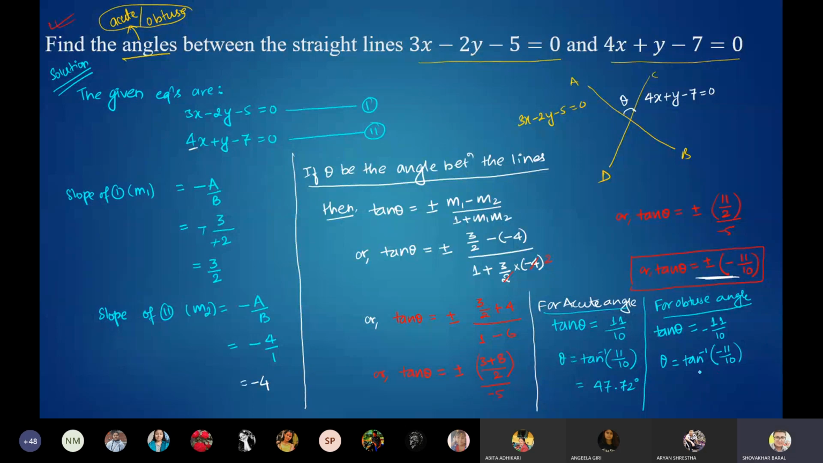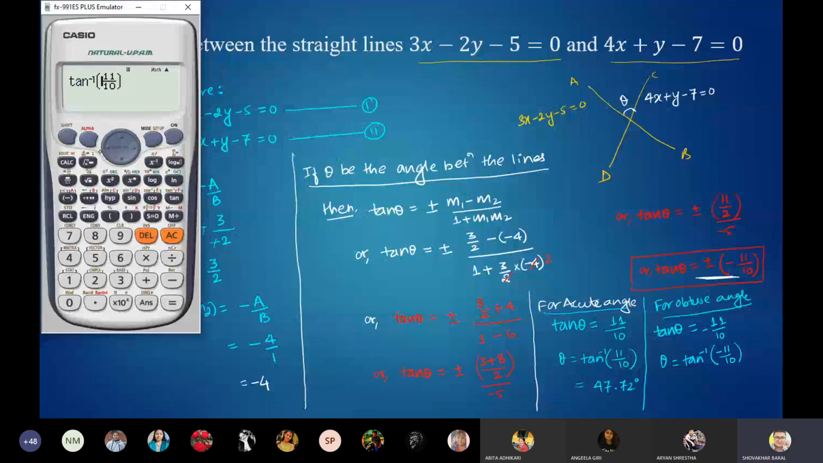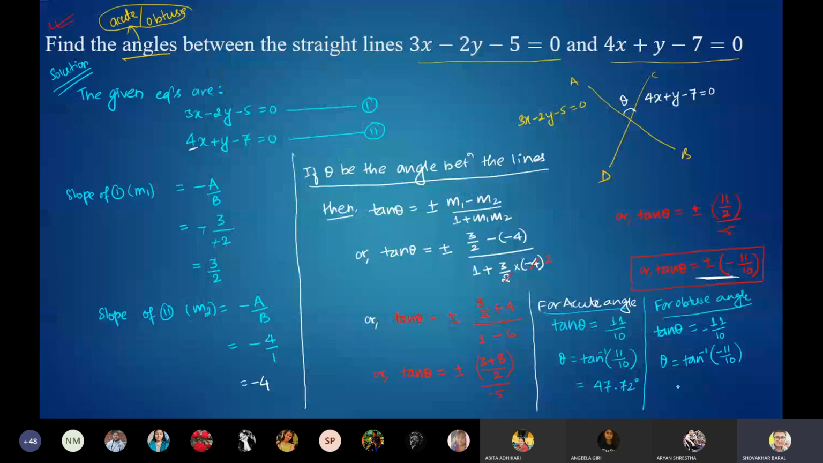For the obtuse angle we put the minus sign, and for the acute angle we put the positive one. So it will be tan inverse minus 11 by 10. Press tan inverse, then minus. So it is minus 47.72. The calculator displays it like this, don't get confused. So what you need to do is write 180 degree minus this value, that is 180 minus 47.72.